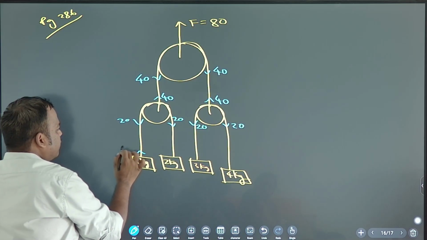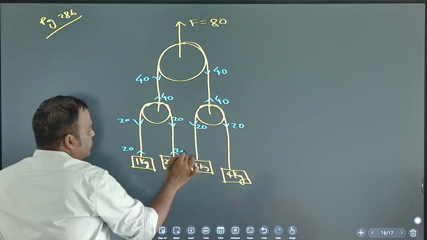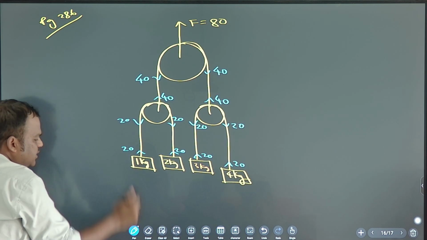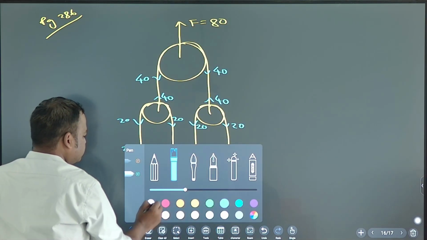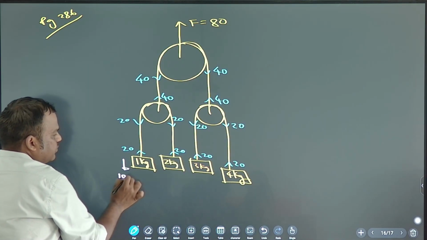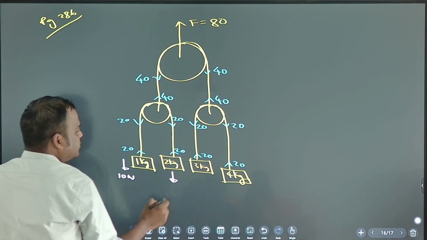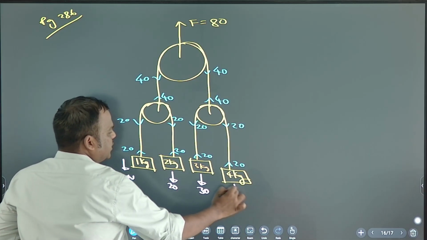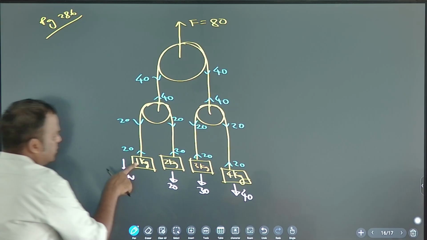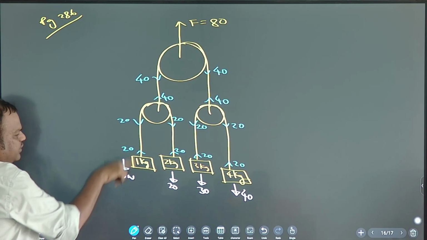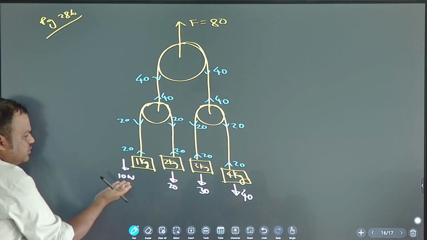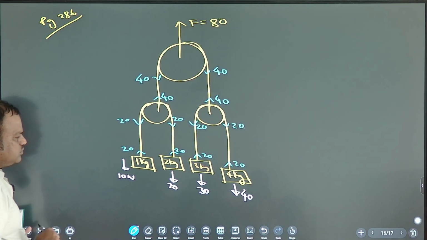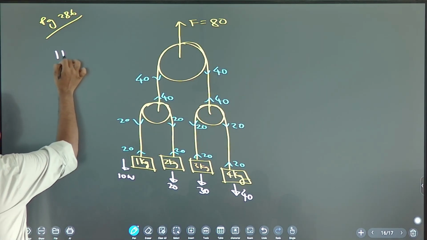For 1 kg, upward force is 20 Newton, upward force 20 Newton for each. For 1 kg, what is the downward force? 10 Newton. For 2 kg, 20 Newton. For 3 kg, 30 Newton. For 4 kg, 40 Newton. Now for 1 kg, upward 20 Newton, downward 10 Newton. Which is greater? 20. So will it accelerate up or down? Up.